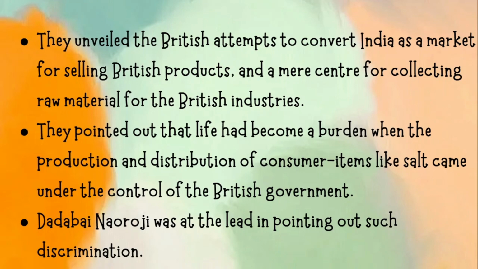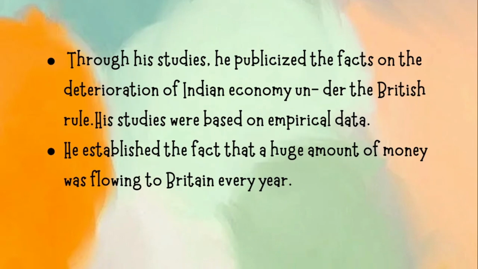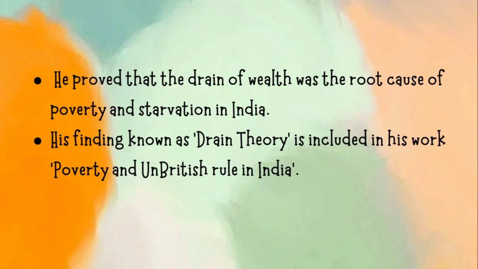Dadabhai Naoroji was at the lead in pointing out such discrimination. Through his studies, he publicized the facts on the deterioration of the Indian economy under British rule. His studies were based on empirical data, and he established the fact that a huge amount of money was flowing to Britain every year. He proved that the drain of wealth was the root cause of poverty and starvation in India. His finding, known as the drain theory, is included in his book Poverty and Un-British Rule in India.